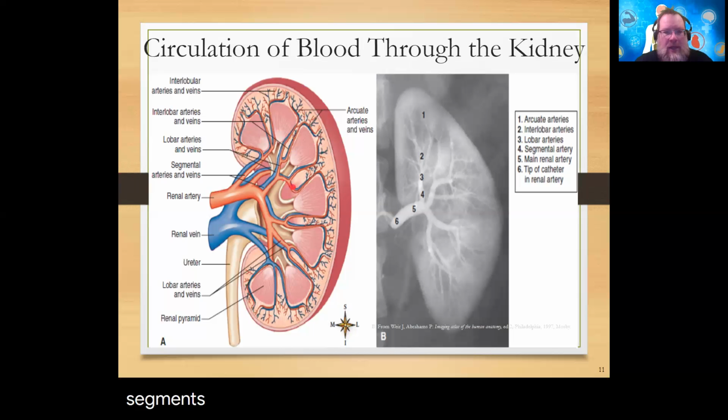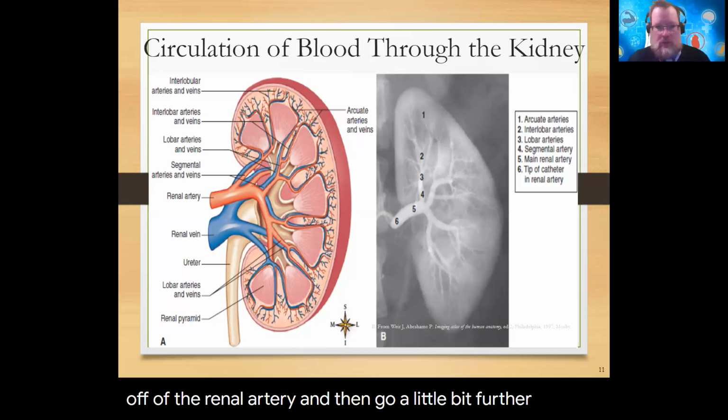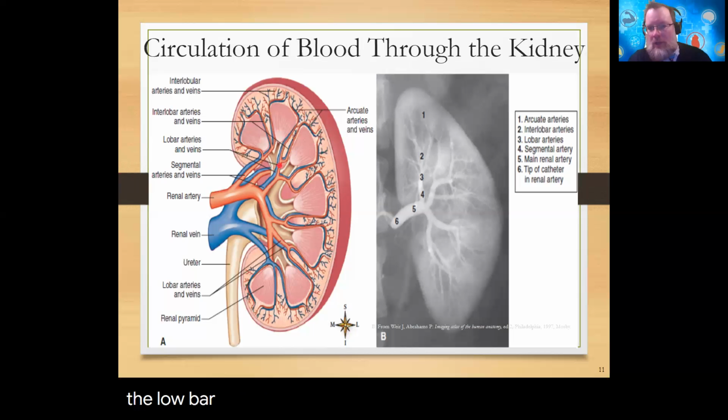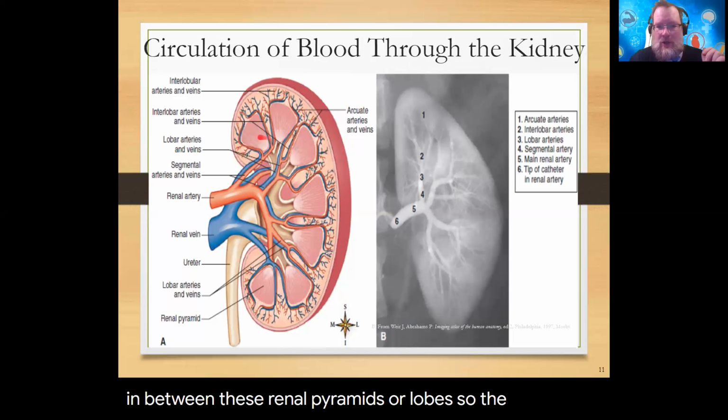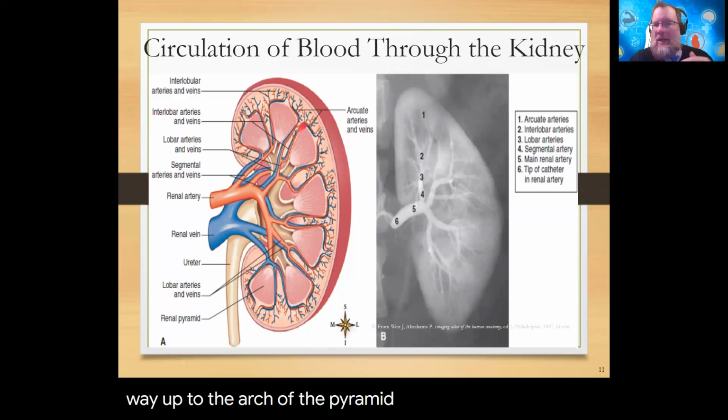And then each of those segments is going to branch into what we call lobar arteries. So we're going to segment off of the renal artery and then go a little bit further into specific lobes. And then the lobar arteries are going to branch even further and go in between these renal pyramids or lobes. So we call these interlobar arteries. And then we get all the way up to the arch of the pyramid, and we call that the arch arteries or the arcuate arteries.